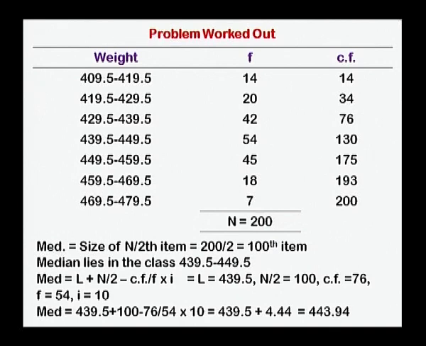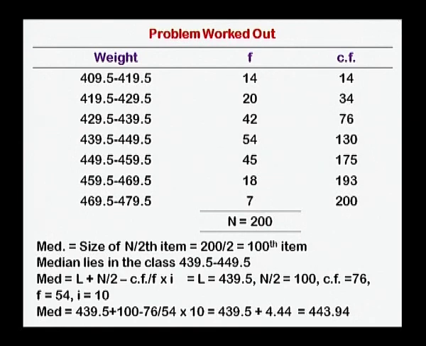Then we apply this formula: L plus n divided by 2 minus cumulative frequency, divided by f, and multiplied by i. In this way, L again refers to the lower value of the class interval in which the median lies, that is 439.5, and n by 2 is 100 that we also calculated, and cumulative frequency, as I told you, is the one just preceding the class interval in which the median lies, and that is 76. Now, f is 54. This is the frequency of the class interval in which the median lies, and i is the difference of class interval, that is 10.